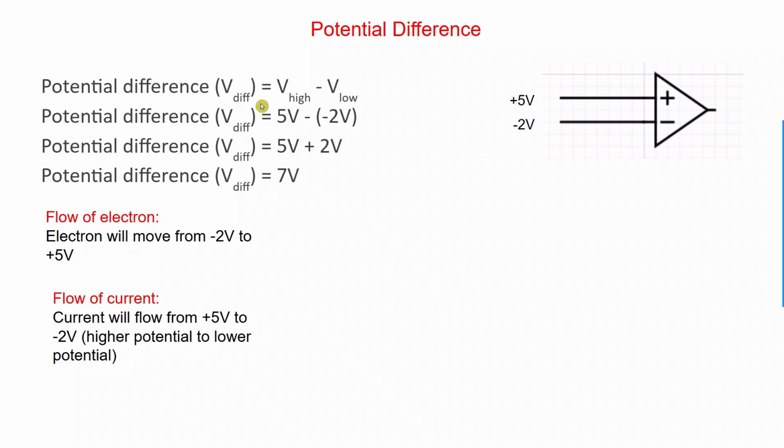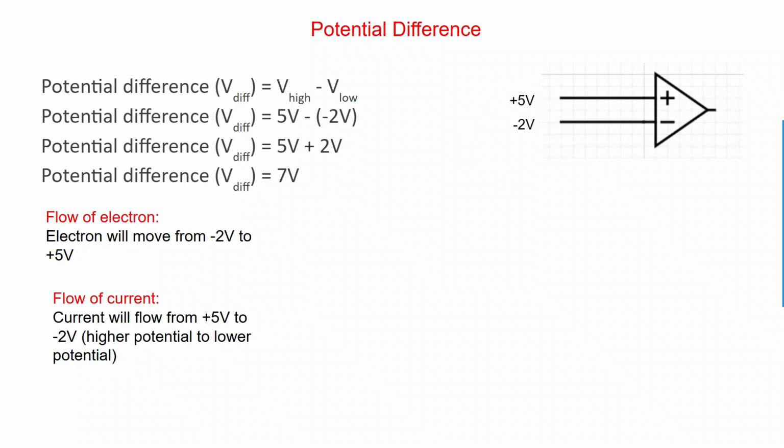V equal to V high minus V low. What is the V high? The highest voltage, plus 5 volt. And what is the V low? The lowest voltage, minus 2 volt. So V equals plus 5 volt minus the V low, minus 2 volt. 5 volt minus into minus equals plus 2 volt. Equal to 5 plus 2, 7 volt. So in this circuit, the potential difference is 7 volt.